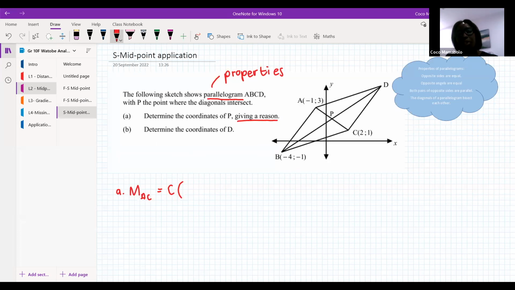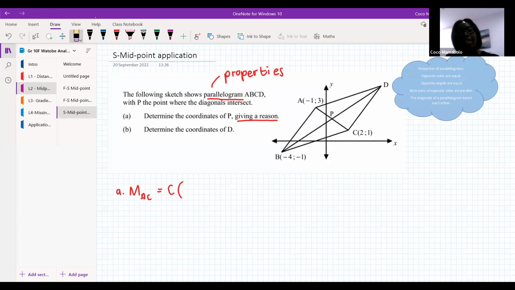Does anybody know what the reason was? What did we say AC and BD do? What do we call it when they meet right in the middle? They intersect, or iPhone K's hand is up. Not so much just the intersection, guys. Bisect. There we go, iPhone K. Well done. They bisect, which means that each side of them where they cut each other will be equal. So we can use the midpoint of these two.